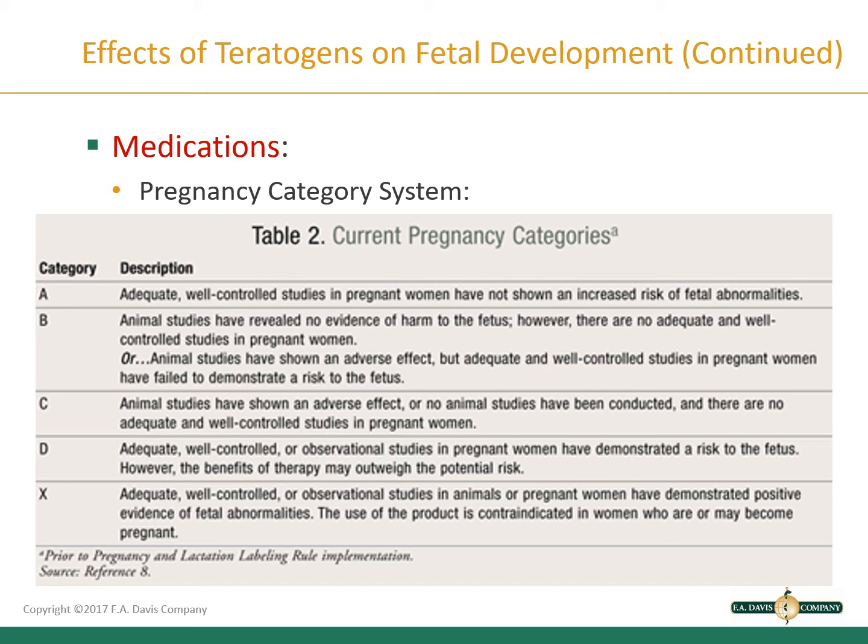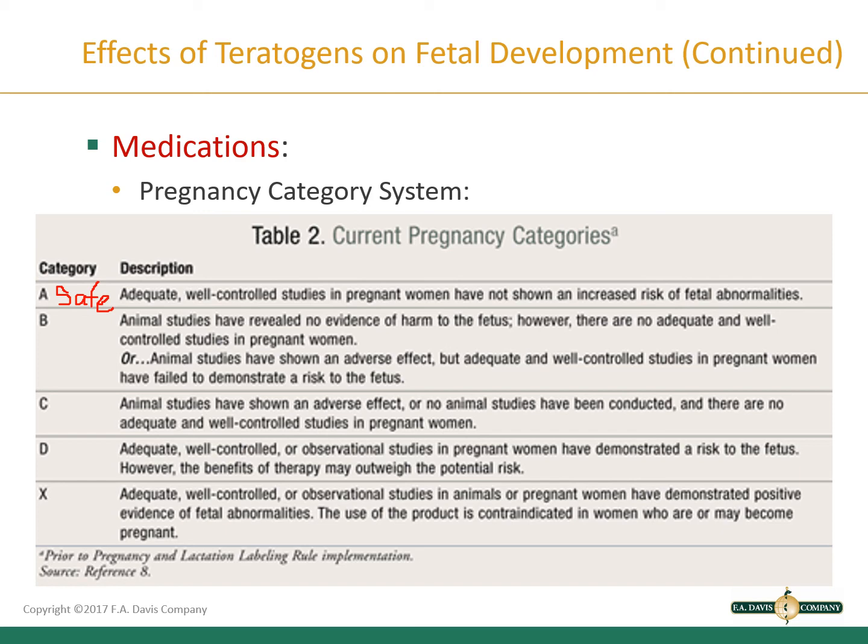These are our category system. So the Federal Drug Administration provides a pregnancy category system for medication use in pregnancy. Category A is safe. Category A, safe. Excuse my handwriting with this computer. So A is good to go. They've had adequate, well-controlled studies that have shown that there's not an increased risk of fetal abnormalities. So it is safe.